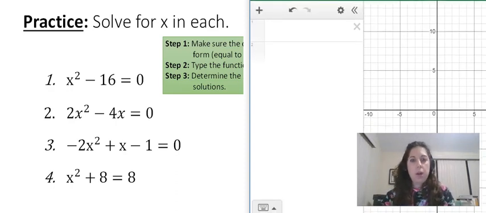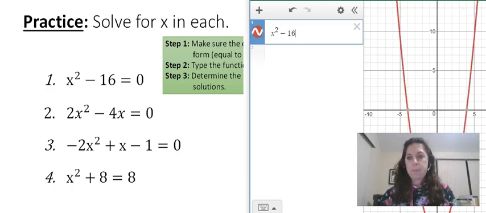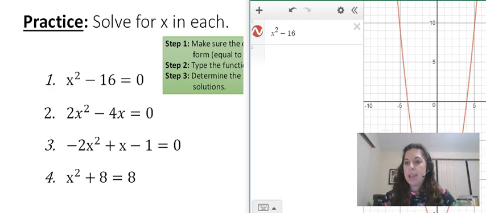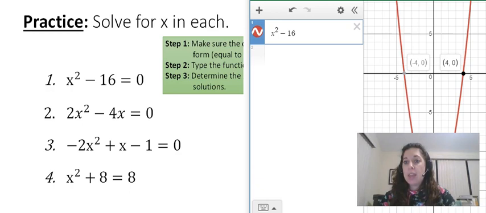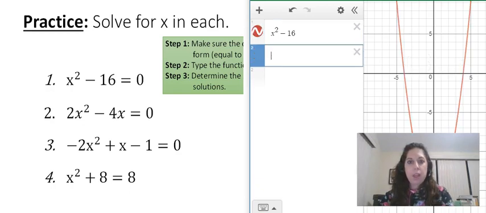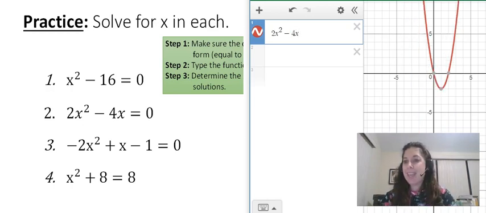All right, here. So x squared minus 16. Right here, I can see my quadratic is graphed. I have two solutions, and those two solutions are at x equals negative 4 and x equals 4. Let's try my next one, 2x squared minus 4x. Again, two solutions at 2 and 0. Remember, you can click on that graph and it tells you what those solutions are.